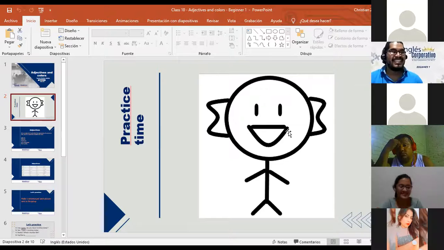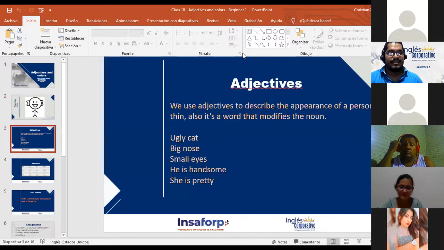So that's basically how we use it. That's how we describe a person, a thing, an object, whatever you want. You're going to use adjectives. We use adjectives to describe the appearance of a person or thing. Also, it's a word that modifies the noun. And we have here some examples: ugly cat, big nose, small eyes.